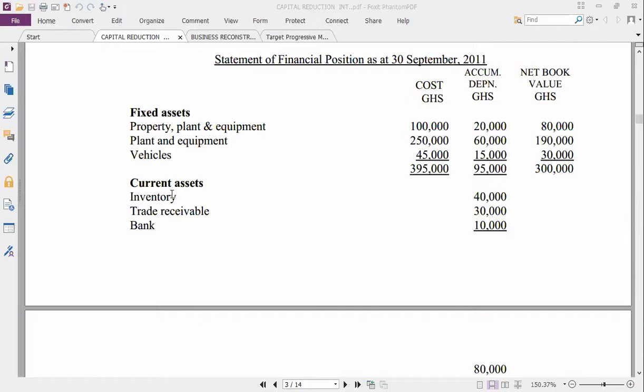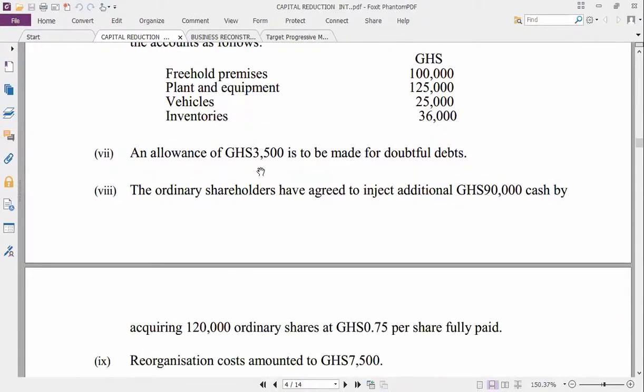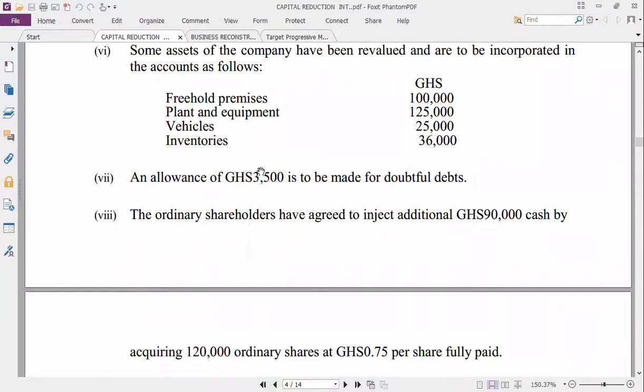The next asset on the list. In the new statement of financial position, you pick the fair value to be the asset values. In the new balance sheet, kindly pick these values. So we are done with the revaluation. We go to note 7.